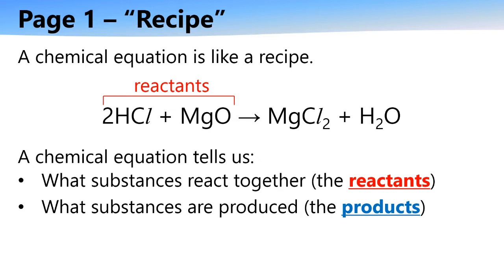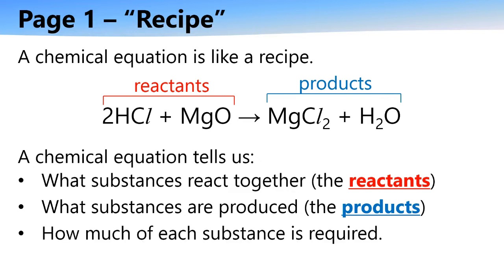The chemical equation also tells us what substances are produced. Okay, these are what we call the products. For this equation, MgCl2 and H2O are the products. And lastly, the equation also tells us how much each substance is required. And that is what we are focusing on today. Right, if we are given the equation, how much do we need for each substance?